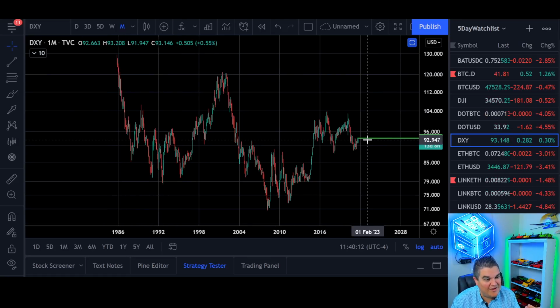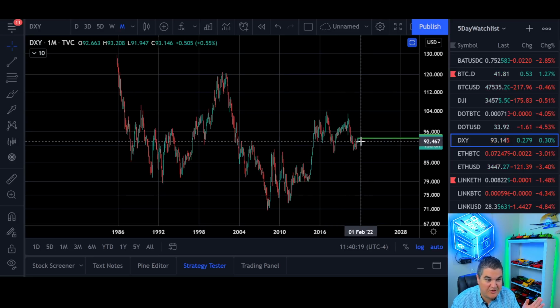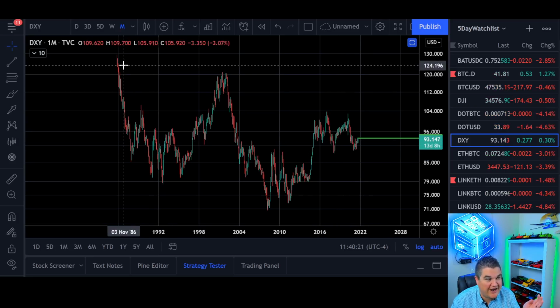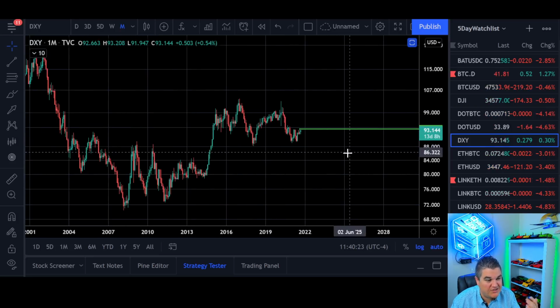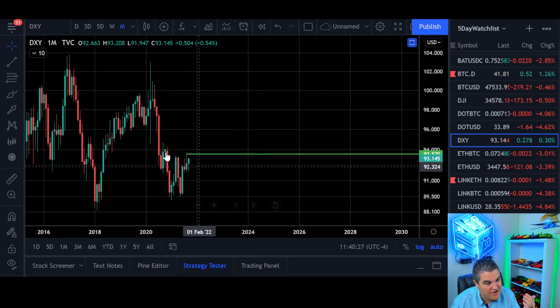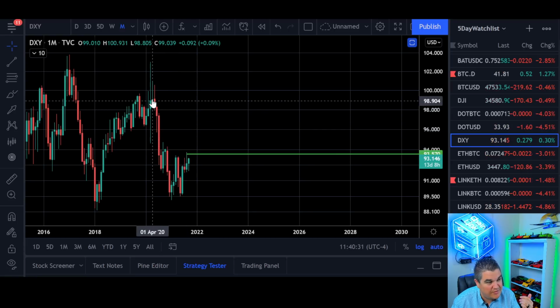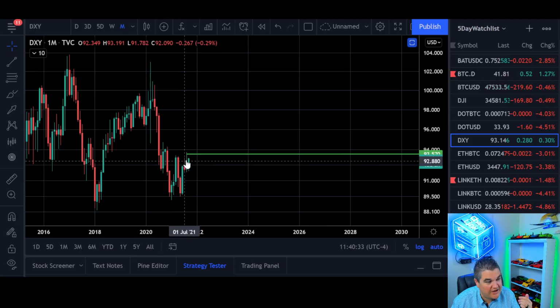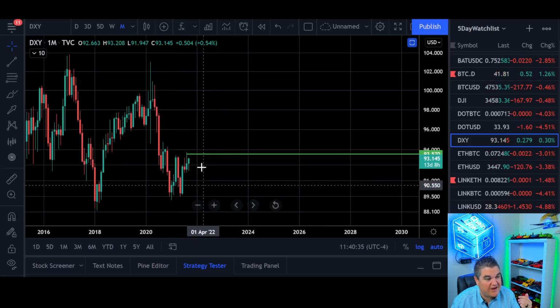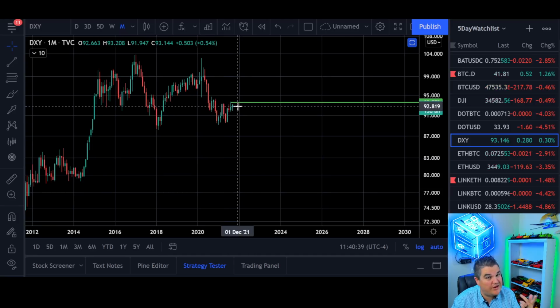So macro term, I think the DXY is in serious trouble. I think the DXY is going to be losing value in the big picture, as it always has been. But short term, we just got to continue going down here. We don't want to start reversing this trend that we've been doing since basically 2020. If we get another big drop here out of the DXY, which I think we will, this will certainly need to happen if Bitcoin's going to go to 100K plus.